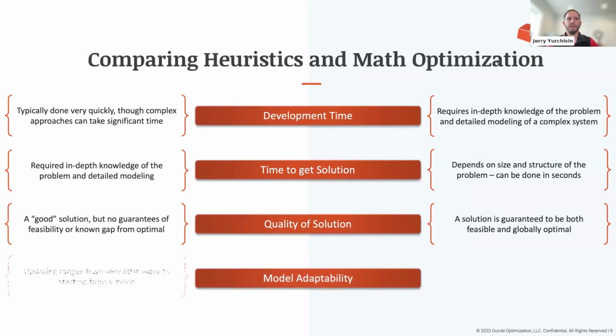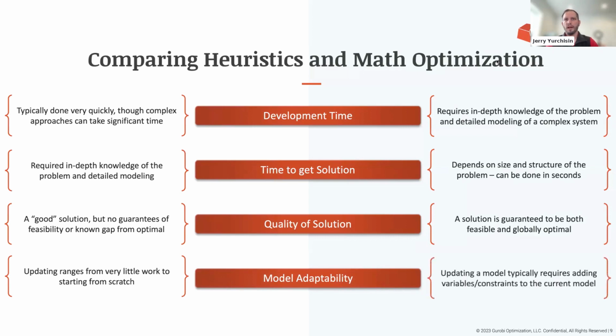And then model adaptability. This can range from very little work, but sometimes if a problem changes in a certain way or large enough, you have to start all over and rework your heuristic model. Updating a mathematical optimization problem typically requires adding just a couple of constraints, maybe, or just some variables. You already have your complex system modeled, so it's typically straightforward and easy to add things that pop up as new constraints or new ways of making decisions.